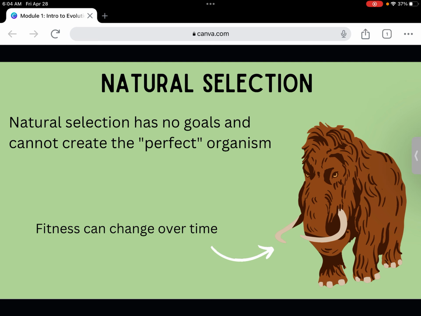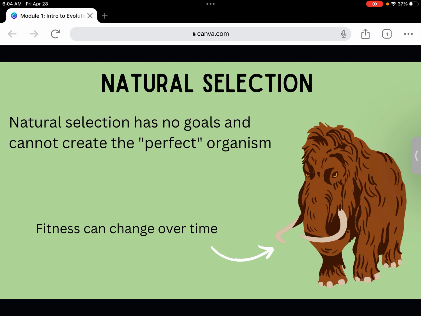It's helpful to remember that natural selection has absolutely no goals and cannot create perfect organisms. It has no thought process behind it. It's just a mechanism that drives the process of evolution. And it can only work with what's there.